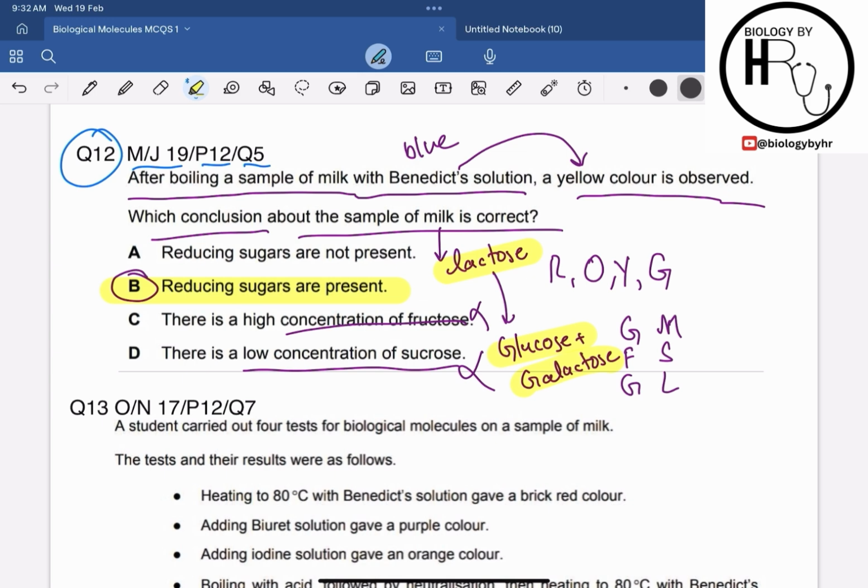And how can we say that reducing sugar is present? Because the Benedict solution, which is originally blue in color, is changing its color from blue to yellow, which means that the reducing sugar is present. So I hope that question 12 is clear to all of you.